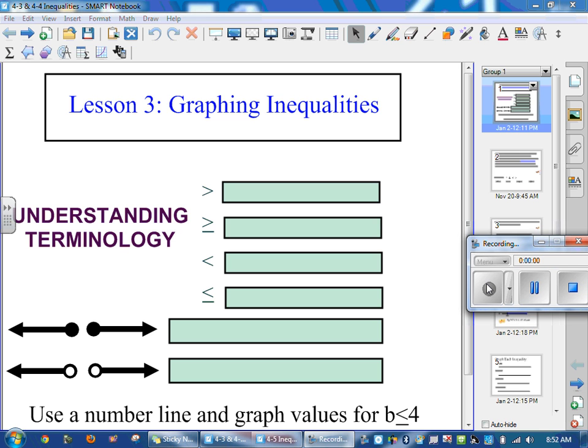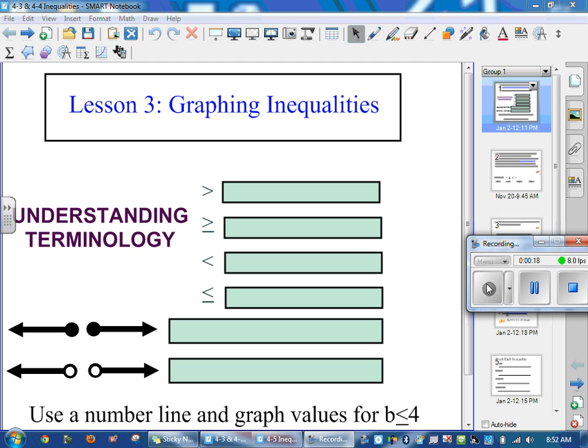3 and 4 are lesson 3, graphing inequalities. So first of all, we have to know what inequalities are. They are used in place of an equal sign. Okay? So an equal sign means it's like a balance beam, where the left-hand side of the equation is identically equal to the right-hand side. Okay? They weigh the same.